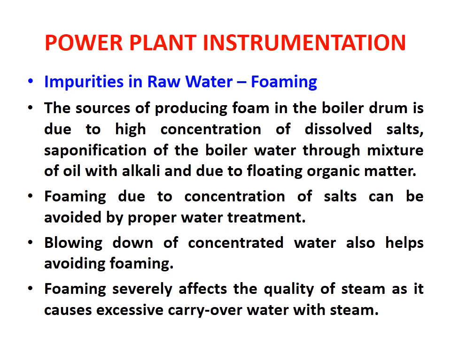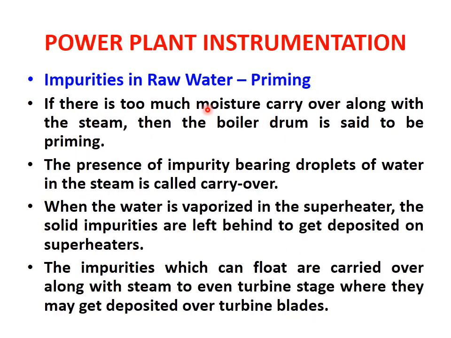So therefore the quality of steam is totally affected by this impurity. So this impurity should be reduced as far as possible. Then priming. If there is too much moisture carryover along with the steam, then the boiler drum is said to be priming. Here, priming is caused by an impurity in raw water. If the boiler drum is carrying some steam along with moisture, and the steam is not totally a superheated steam, then it will have some moisture content in it.